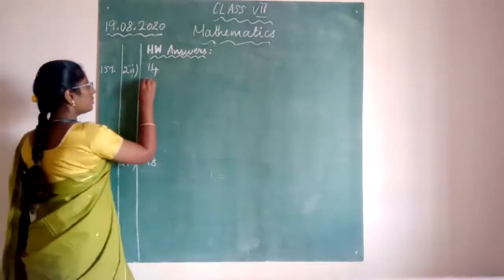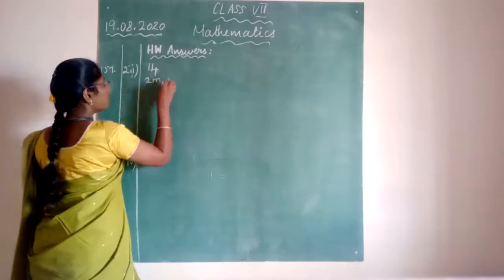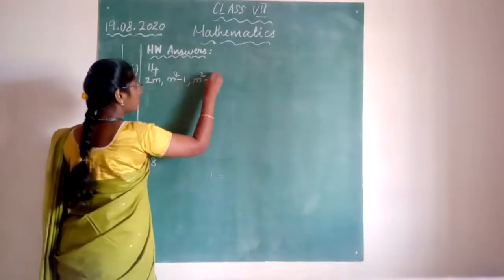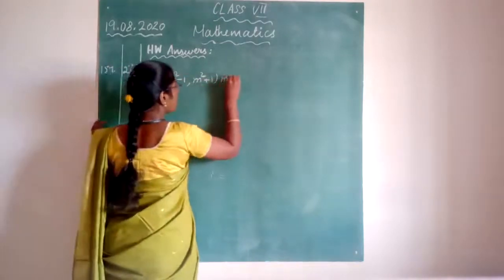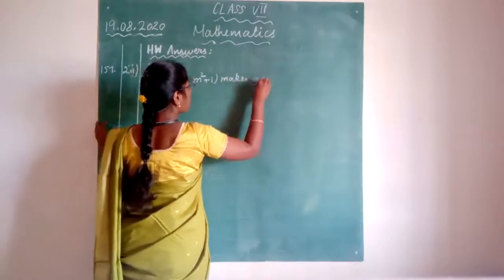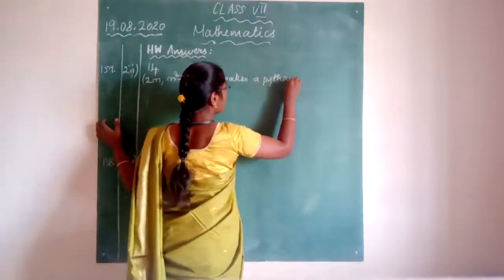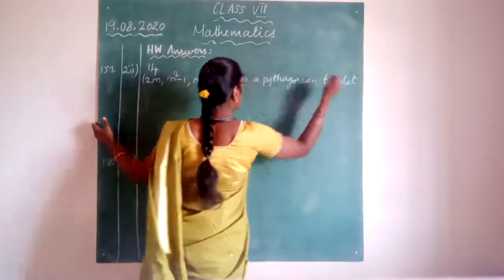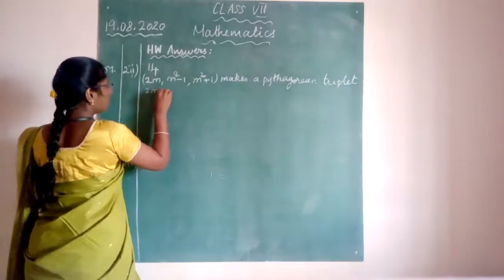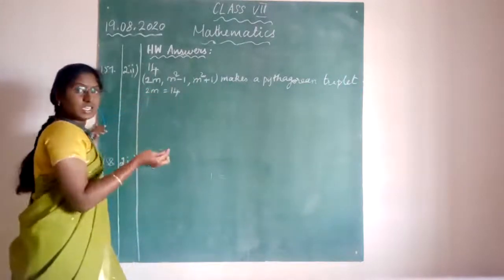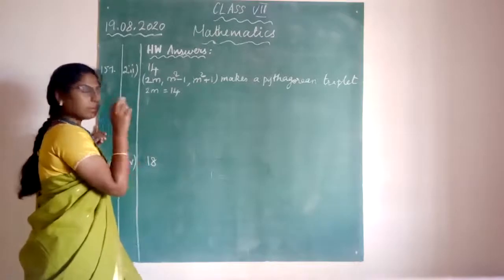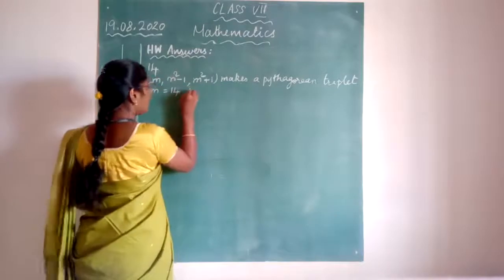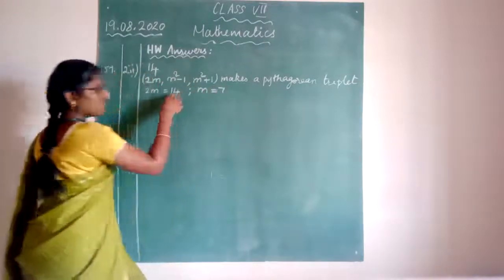Okay, so we know that 2m, m square minus 1, m square plus 1 makes a Pythagorean triplet. Okay, then you can have 2m is equal to 14. Since 14 is a member of the triplet, I am taking 14 and substituting for the first value. Okay, so here you will have m is equal to 7. 2 7s are 14, no?